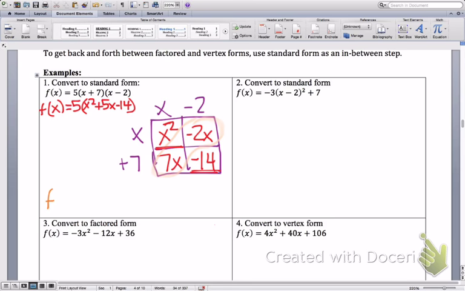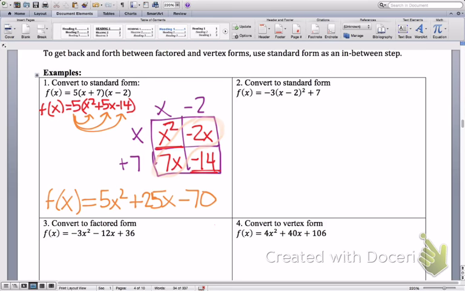So the final answer would be f of x equals 5 times x squared. When I distribute the 5, x squared stays, 5 times 5 is going to give me positive 25x, and 5 times 14, that's going to be negative 70, I'm sorry. And I just converted from factored form to standard form. Just multiply and distribute. That's a pretty easy one. Two skills that you guys definitely have down by this point.